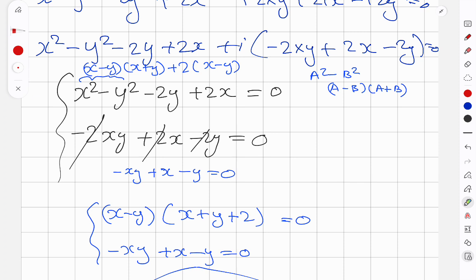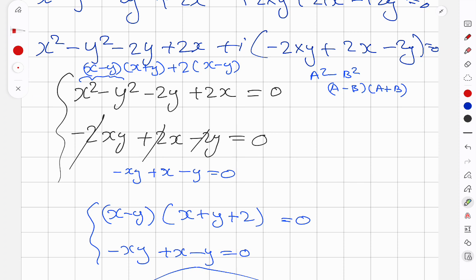you can do that as well, but you need a 2 and you have to subtract 2. Better, I'm just taking 2 common over here. If I take 2 common, it is x minus y equal to 0. I just took 2 common from this term, so it is x minus y equal to 0.